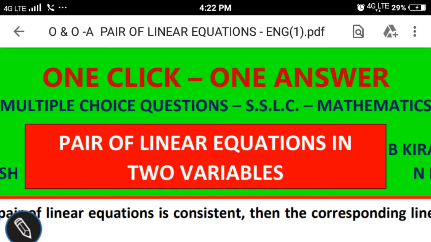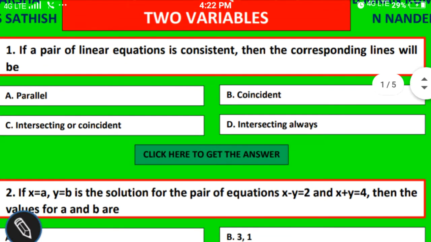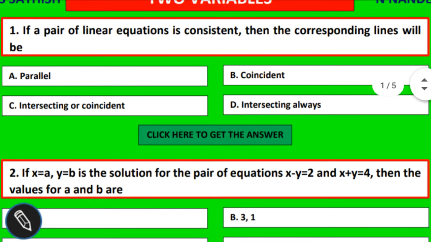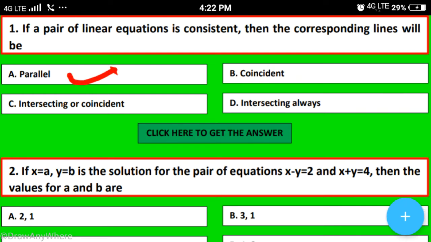So this is a multiple questions based on a pair of linear equations in two variables. Okay, the first question is, the pair of linear equations is consistent, then the corresponding lines will be. So here when the lines are parallel, the condition is a1 by a2 equals b1 by b2 and that is not equal to c1 by c2, and this is inconsistent state. Okay, this is inconsistent state.